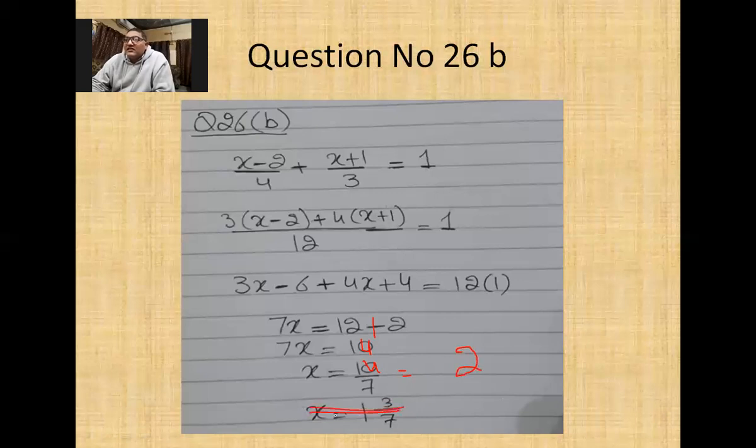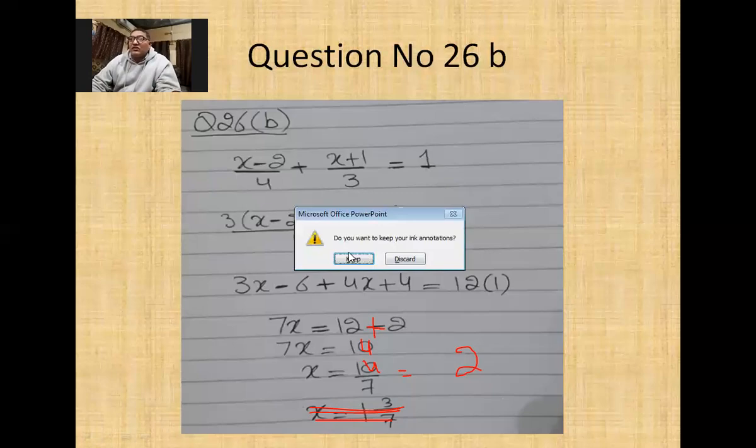Okay. So you see, to make an error is normal for humans. So try to understand again. This is minus 6 plus 4. It will give you minus 2. When the minus 2 goes to the other side, it will become plus 2. So 12 plus 2 will be 14. And 14 divided by 7 will be 2. So the answer is basically 2. So this is how you do question number 26, B part.